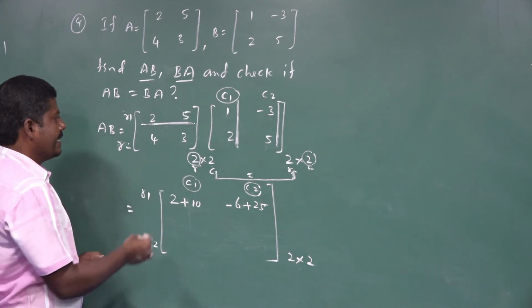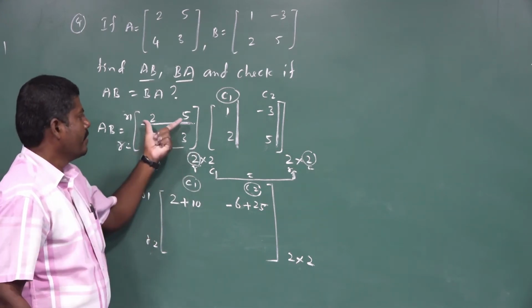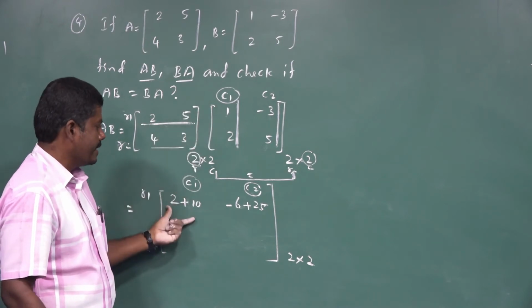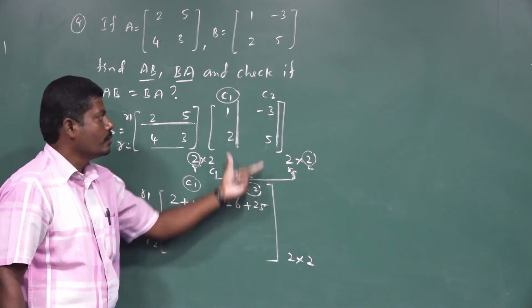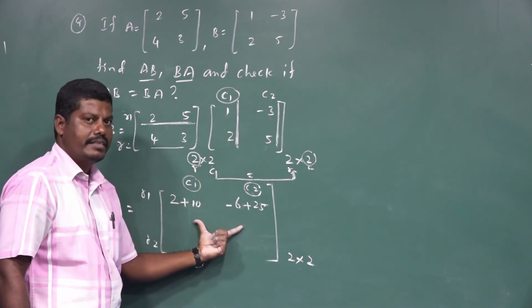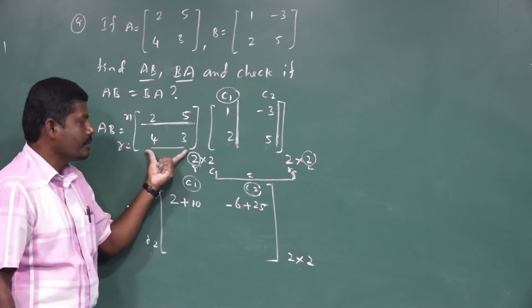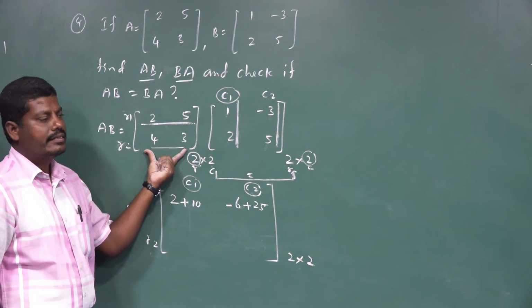Understand? Next, here we want to move to the second row. First row, first column is over. Same, first row, second column is over. So only 2 columns are there, and both columns are over. Next we want to move to the second row.